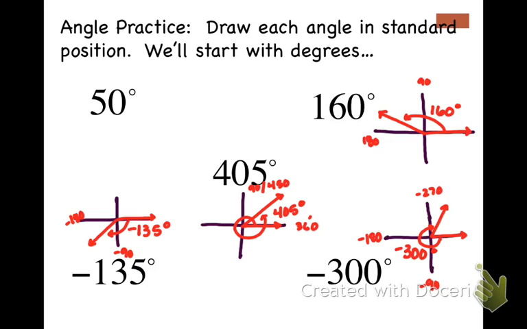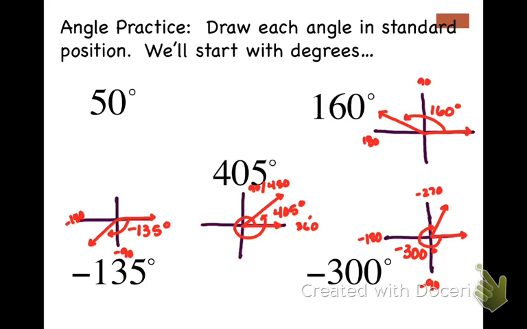Now 405 is special. It's a little bit different because it is larger than a single revolution. And that's okay. It just means that angle is going to loop all the way around once and open up a little bit more. So after we get that one revolution of 360 degrees, we want to continue on with those touch points. So that northernmost point, 90 degrees, is the same as 450. That's 90 more than that 360.